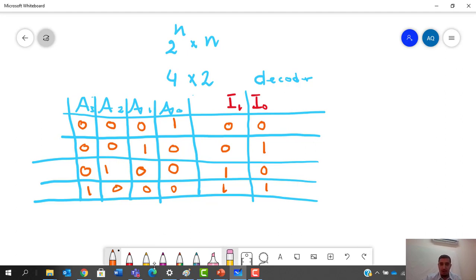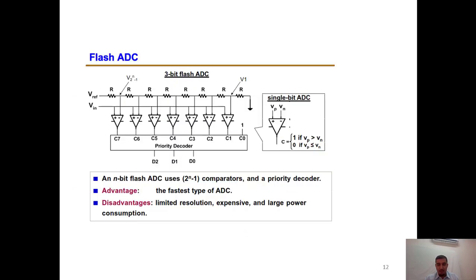A priority encoder will give priority to the most significant bit. So over here, if the values are don't cares, what do you mean by don't care? Don't care means if it's a 0 or a 1, it doesn't matter. The most significant bit is the most important bit. So based on this, this is my V reference.